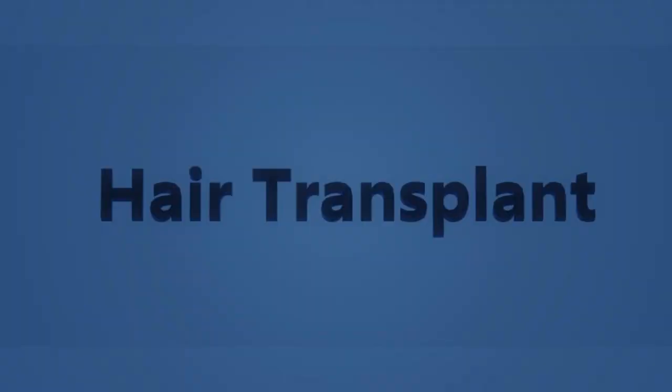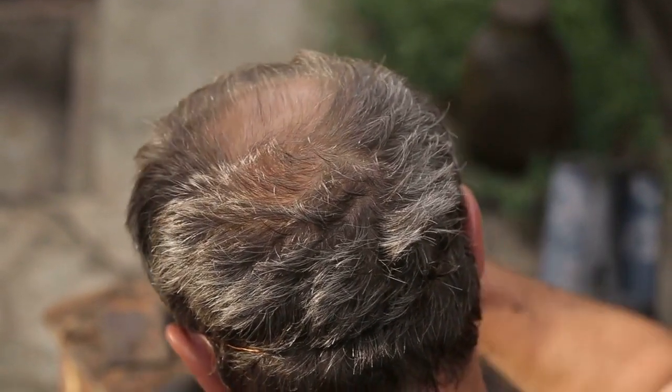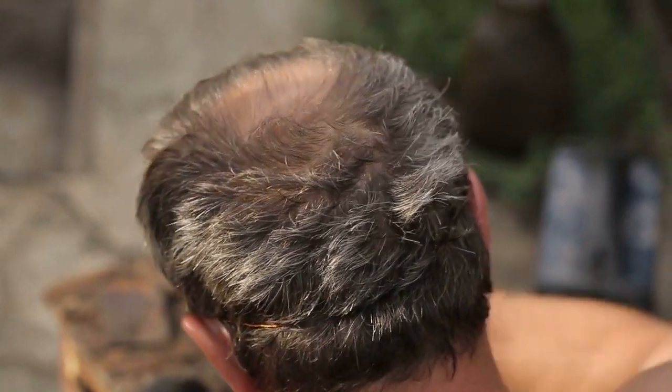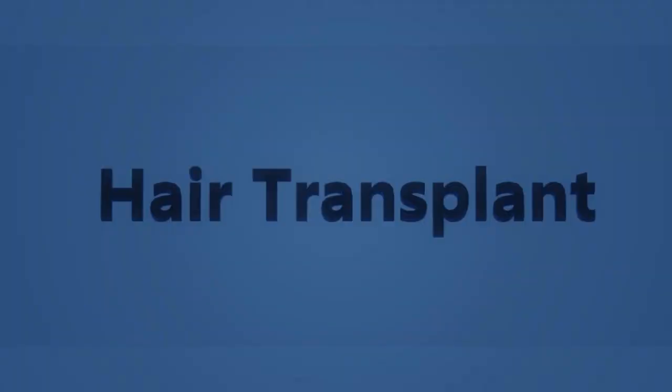So what exactly is hair transplant surgery? Hair transplant surgery is a medical procedure used to treat hair loss by transplanting hair follicles from one part of the body, typically the back or sides of the scalp, to areas with thinning or no hair. This surgical technique can help individuals with male and female pattern baldness as well as other forms of hair loss. Now I'm going to explain the types of hair transplant surgery briefly.